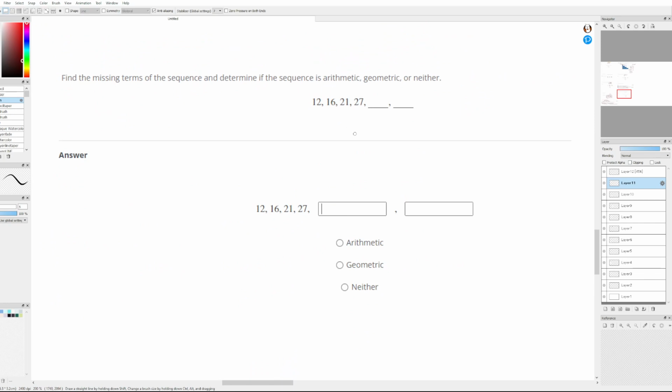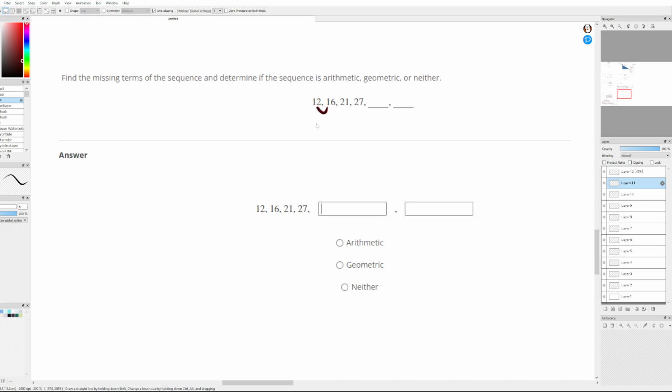This one is another sequence question. At first glance, you can kind of assume that it's probably not going to be geometric. We can think that maybe it's either arithmetic or neither. If it was geometric, it would probably be increasing at a different rate. That doesn't mean it is impossible for it to be geometric. It just seems like arithmetic is our better option here.